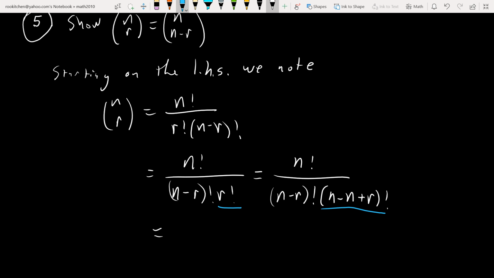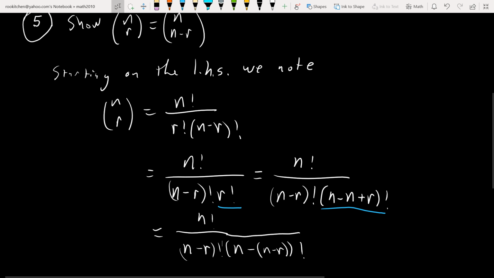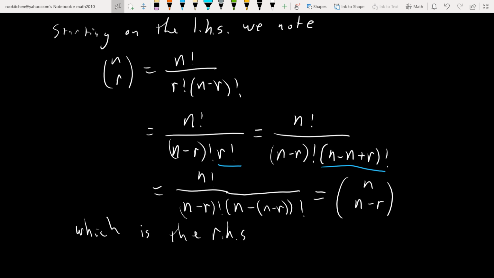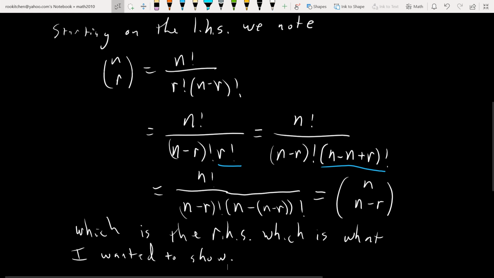Okay, then I can rewrite that using distributive laws. So I have n factorial all over n minus r factorial times n minus r factorial. And then you could use the definition of this nCr notation to just rewrite that as n choose n minus r. Okay, so that shows the other side, which is the right hand side, which is what I was trying to show. All right. So no real big issue there.